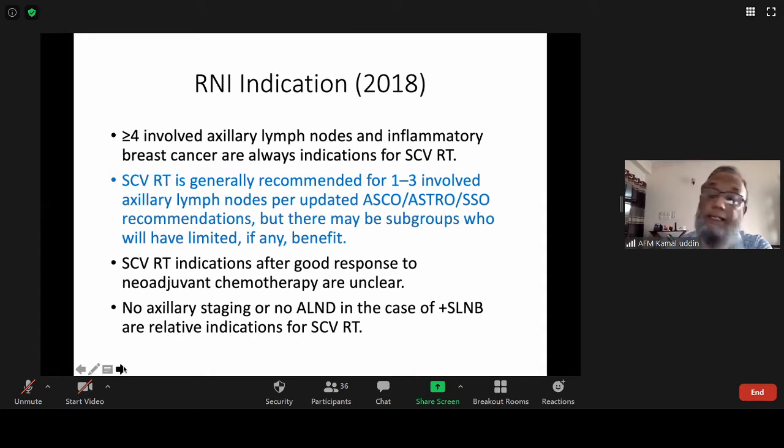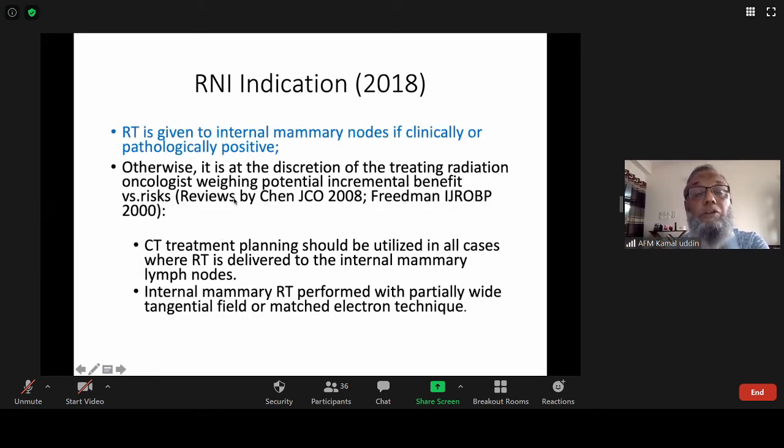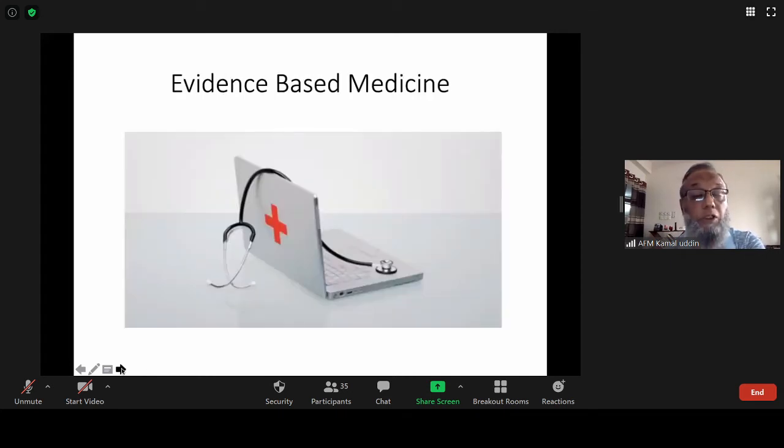So this, as Ria said, is a big change. Also, RT is to be given to the internal mammary nodes if clinically or pathologically positive. So this is a big paradigm shift between 2010 and 2018. So what is the evidence?